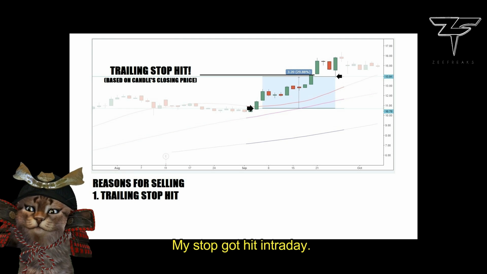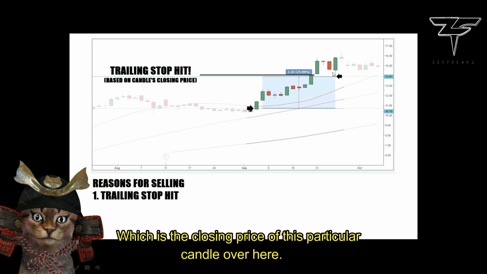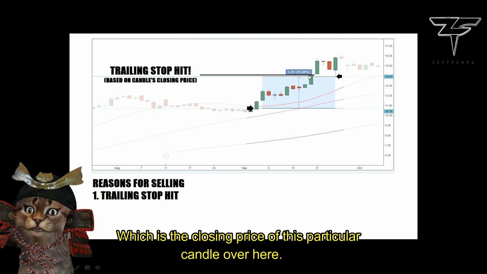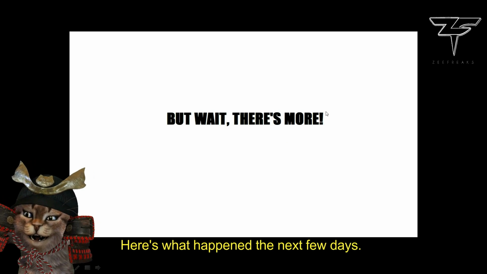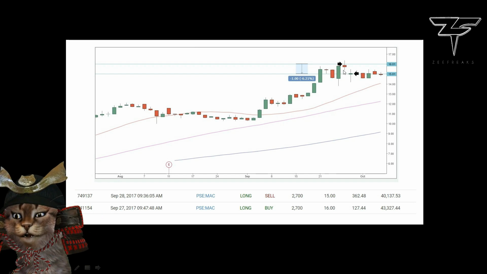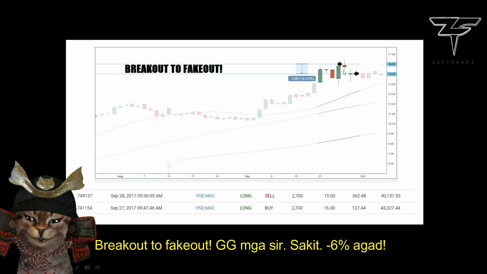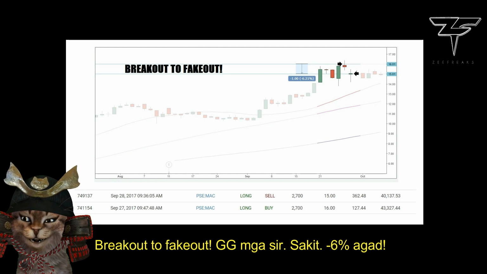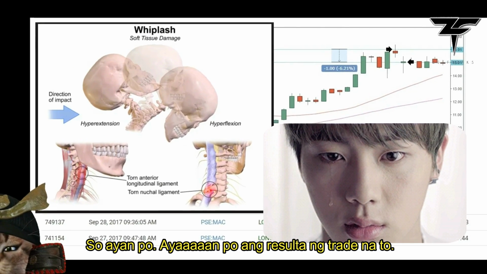For this trade, there's only one reason. My stop got hit intraday, which is the closing price of this particular candle over here. But wait, there's more! Here's what happened the next few days. Boom! Breakout to fake up. GG mga sir! Sakit! 6% agad. So ayan po ang resulta ng trade na to.